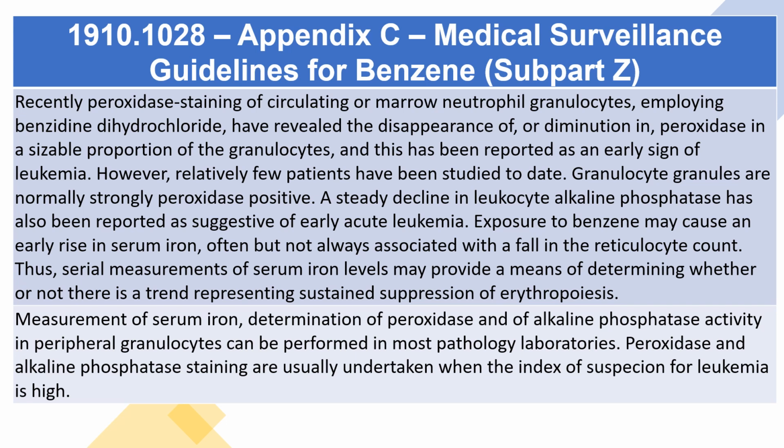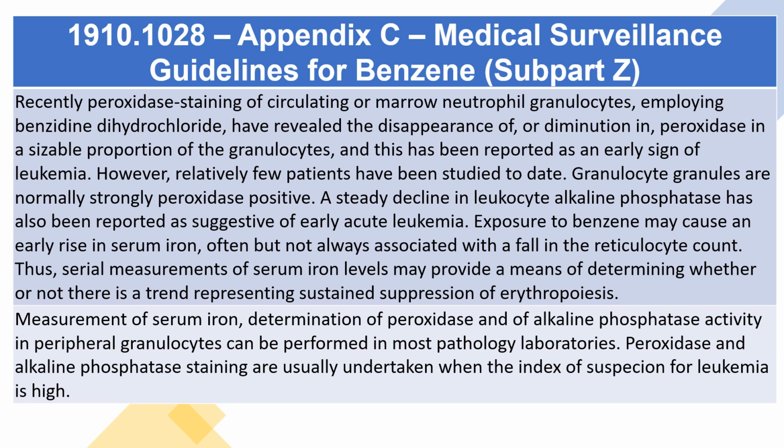Recently, peroxidase staining of circulating or marrow neutrophil granulocytes, employing benzidine dihydrochloride, has revealed the disappearance of, or diminution in, peroxidase in a sizable proportion of the granulocytes, and this has been reported as an early sign of leukemia. However, relatively few patients have been studied to date. Granulocyte granules are normally strongly peroxidase positive. A steady decline in leukocyte alkaline phosphatase has also been reported as suggestive of early acute leukemia.